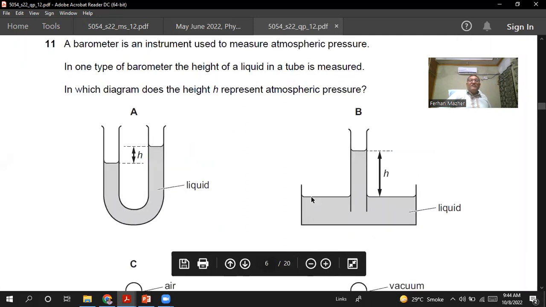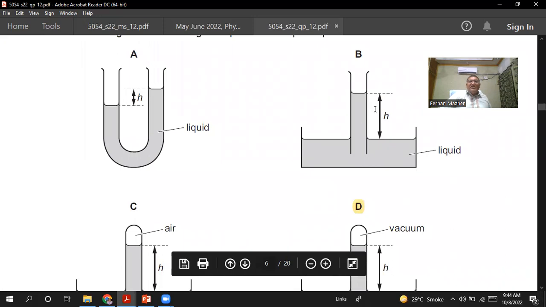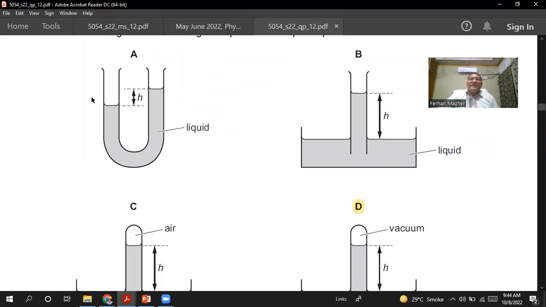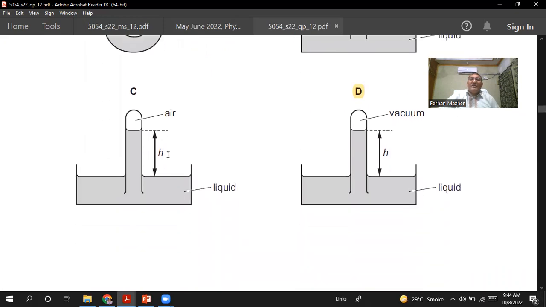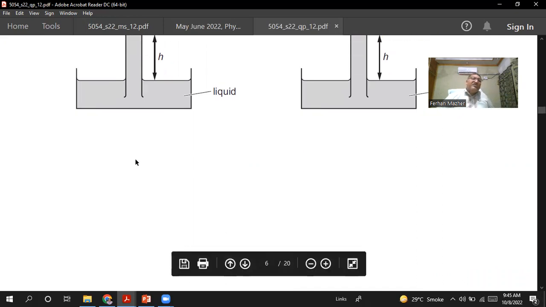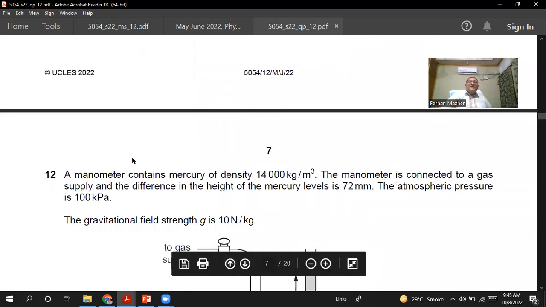So let me show you. These two diagrams are totally wrong. The open end is not upward. This is a manometer, not a barometer. These two diagrams, yes, they show a barometer, but the problem is here we don't have air. So this is the right diagram. And from the level of mercury in the tray to the level of the mercury in the tube, that gives you the atmospheric pressure. So this is how you do this. So D is the right choice.